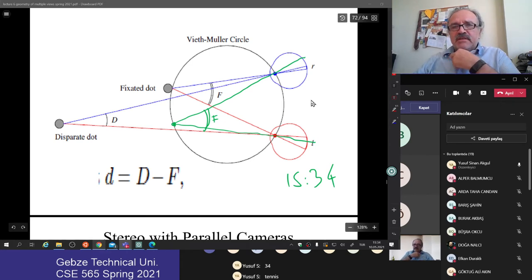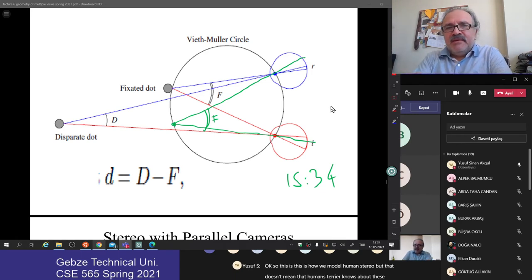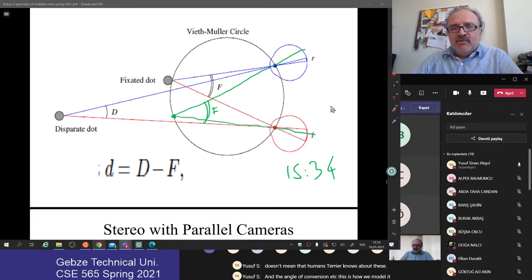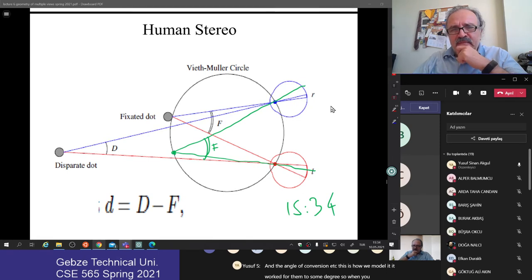Okay, so this is how we model human stereo, but that doesn't mean that human stereo knows about these, the angle of convergence, etc. This is how we model it. It works up to some degree. So when you look at this one, there is a baseline, of course, between the eyes.